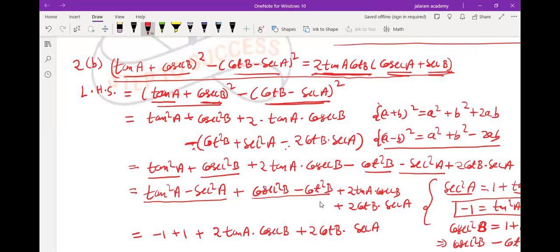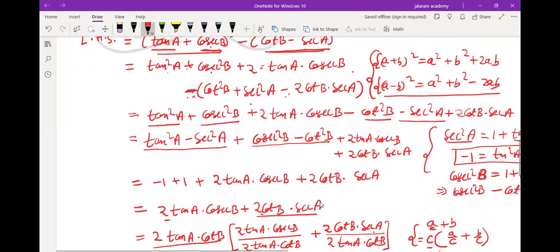Reasons are written, so you must have understood. And then tan square A plus cosec square B plus 2 tan A cosec B will be obtained from the first bracket. Minus must be written outside the bracket of which it is written already. Then the next bracket is in the next line, so we have to write this minus sign also in the next line. Don't write it at the end of the previous line, otherwise it will be considered wrong, and you can make a mistake also if you do this. So bracket minus cot square B plus sec square A minus 2 cot B sec A.